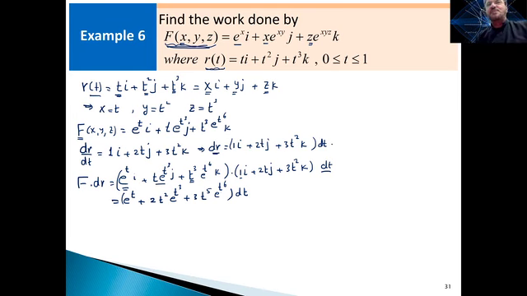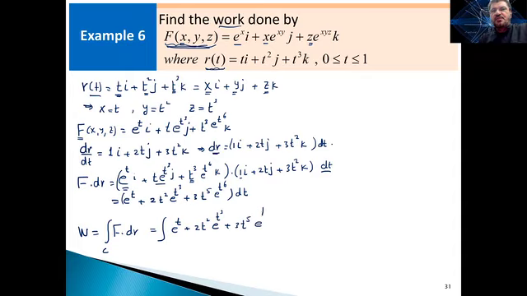So F dot dr is there, guys. What does he want to find? He wants to find the work done, isn't it? Now ask yourself, what's the work done? It's the integration of F dot dr along the curve C, isn't it? Yeah, this is the formula. And F dot dr is already found. Here it is. It's e to the t plus 2t squared e to the t cubed plus 3t to the 5 e to the t to the 6, and then dt. Now, in the question, did he tell me t from where to where? Yes, he did. Where t is from 0 to 1.